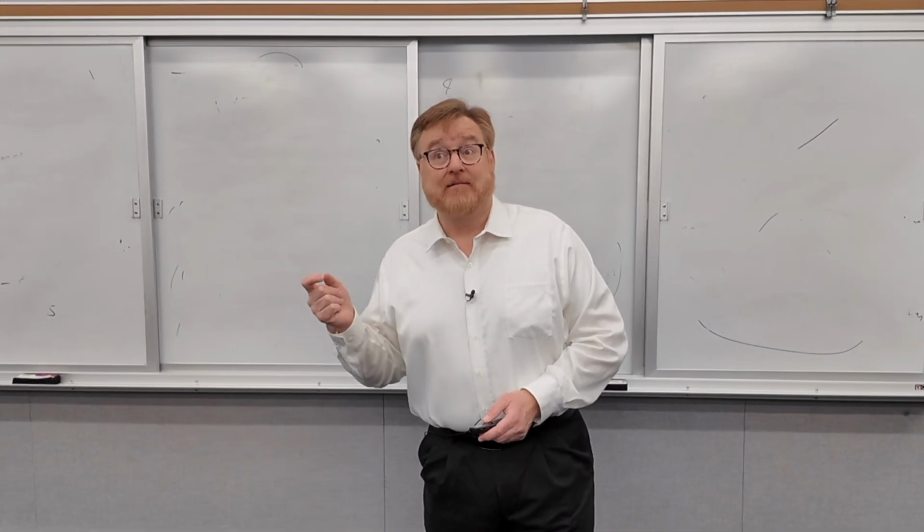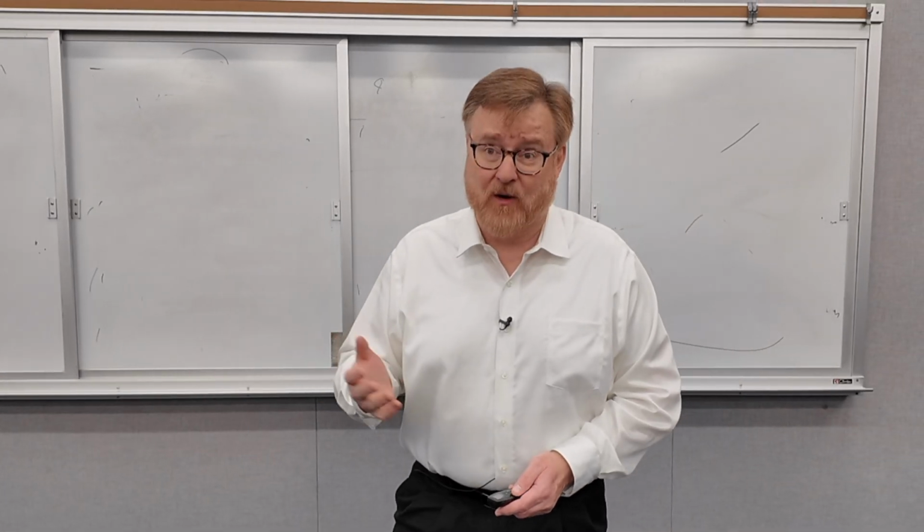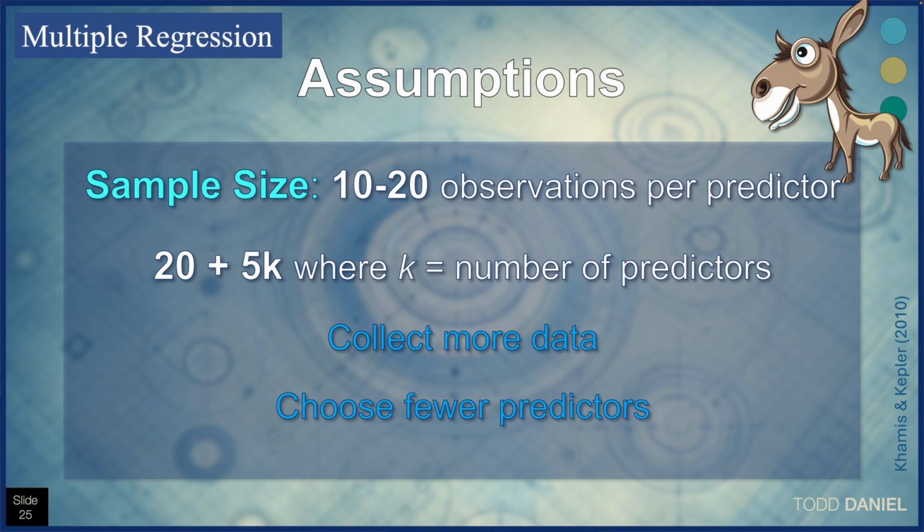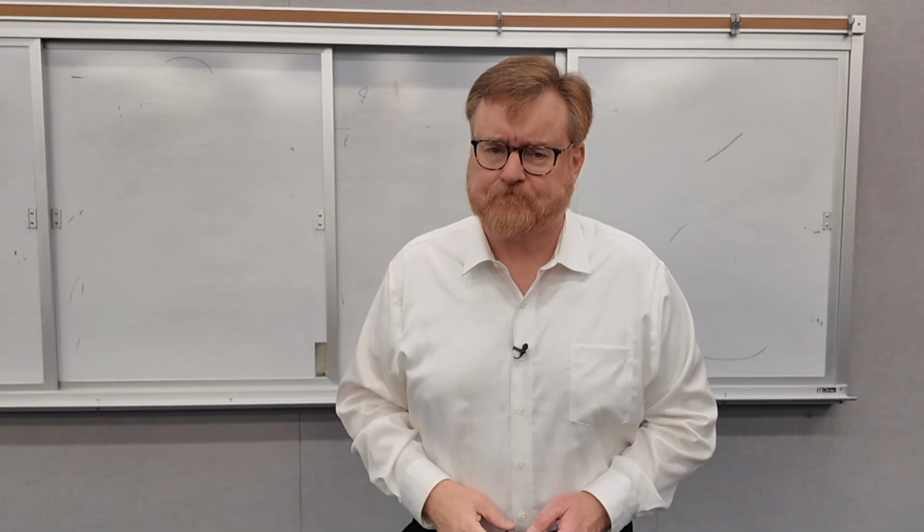But if we had fewer than 35, what could we do? Well, we could collect more data, and that would be the best approach. In fact, because 35 is the absolute minimum, we could collect a whole lot more data. We're going to get a much better predictive model for that. Or we could drop out predictors. We could simply remove the least useful predictor from our model.